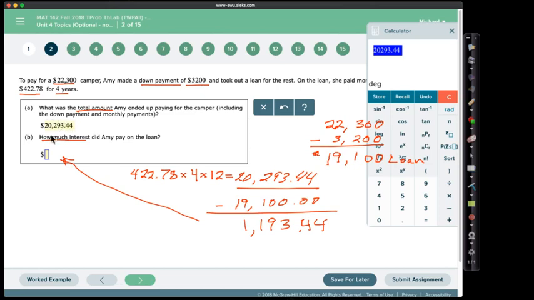20,293.44. Okay, how much interest? And again, the interest, we did not really calculate it directly. We had to calculate the total of the payments and subtract the loan from it. This is something you'll see again and again, and maybe you're already comfortable with it, which is good. And those are the answers we should have for this question.